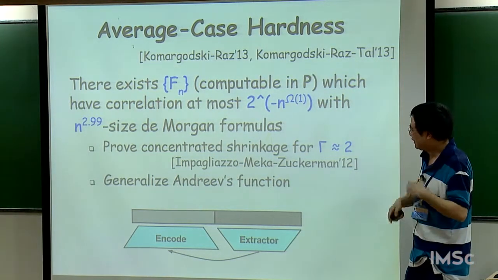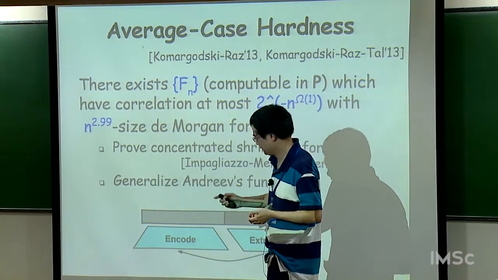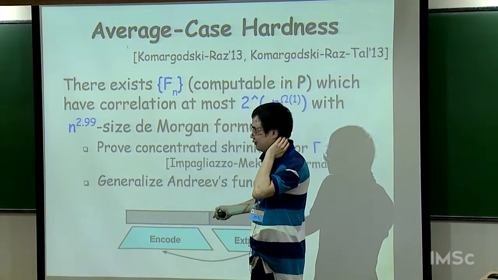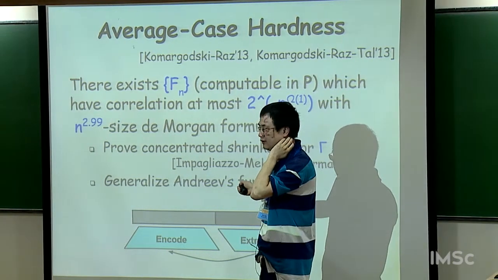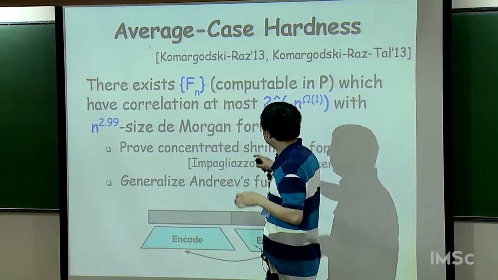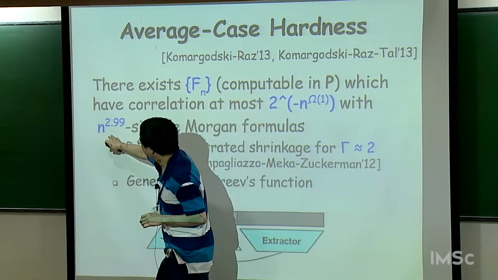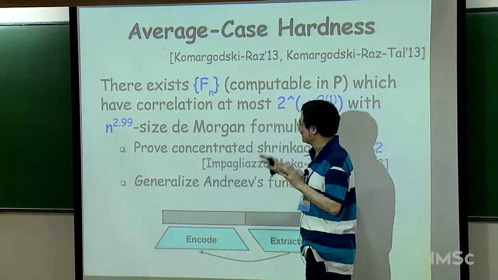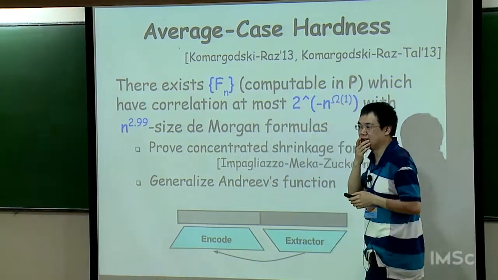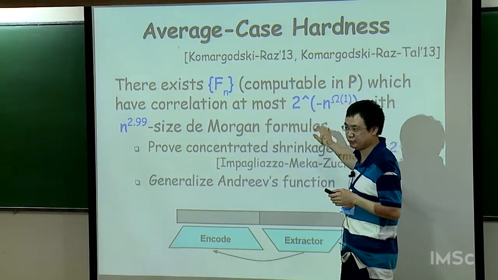I think it might have been obvious, but I missed it. Why do you get the small correlation? Why is that enough? You show the small correlation with the De Morgan formulas. How does that give you a... So an equivalent statement is that De Morgan formulas of size n to 2.99 cannot compute this function correctly on larger than half plus this exponentially small fraction of inputs.